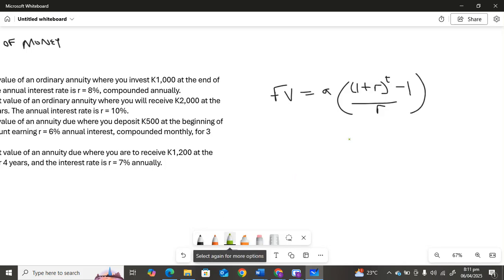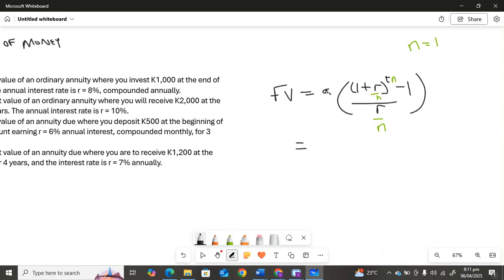Whenever there's compounding, always remember to divide the rate by the number of compoundings, and multiply the time by the number of compoundings. Now in this case, our interest is compounded annually, so the number of compoundings in that year is just one. So it won't change anything in this formula.